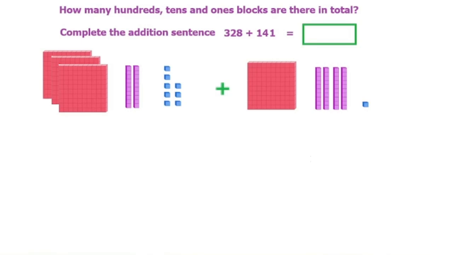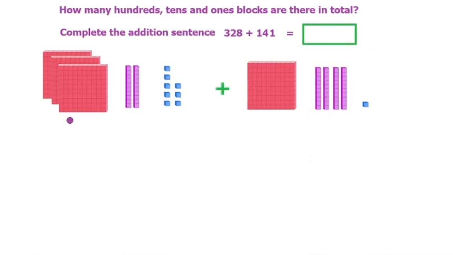In this video, we're going to use models to solve an addition problem. So in this case, we're using blocks to help us solve an addition problem. So if we have something like this that says, how many hundreds, tens, and ones blocks are there in total? And then complete the addition sentence 328 plus 141. And what does that equal?